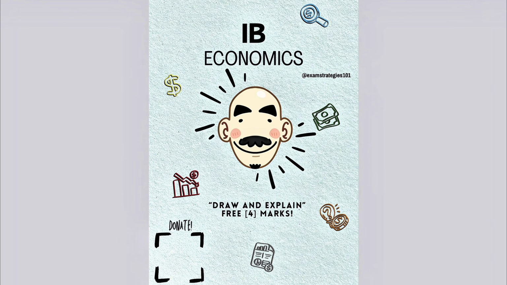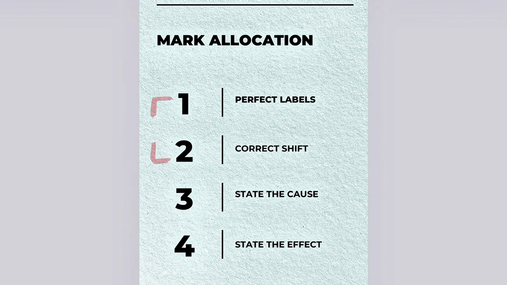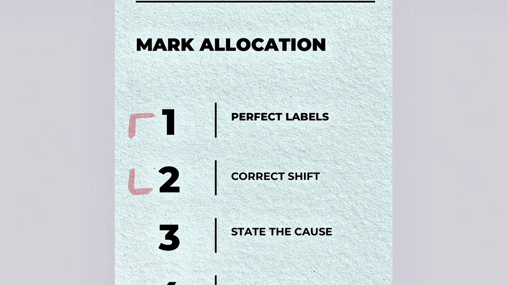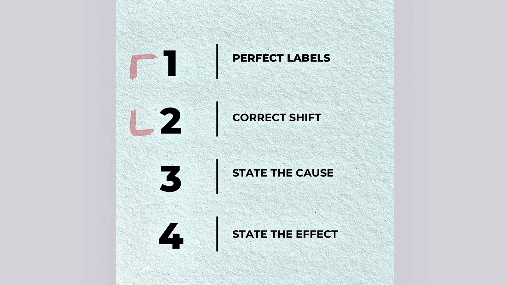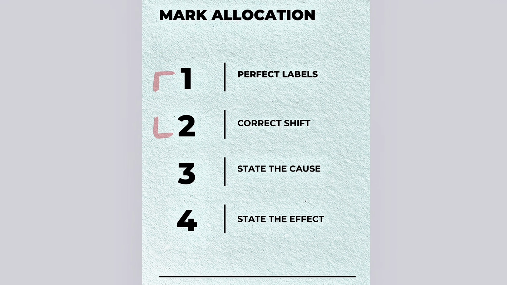In this video, I'm going to be guiding you on how to get 4-mark draw and explain diagram questions for paper 1 and paper 2. Firstly, this is how your marks are allocated. The first mark comes from perfect labels in the entire diagram, and then the second mark comes from shifting the diagram correctly. The third and fourth marks come from the explanation of the diagram, one for stating the cause and the other for stating the economic effect.